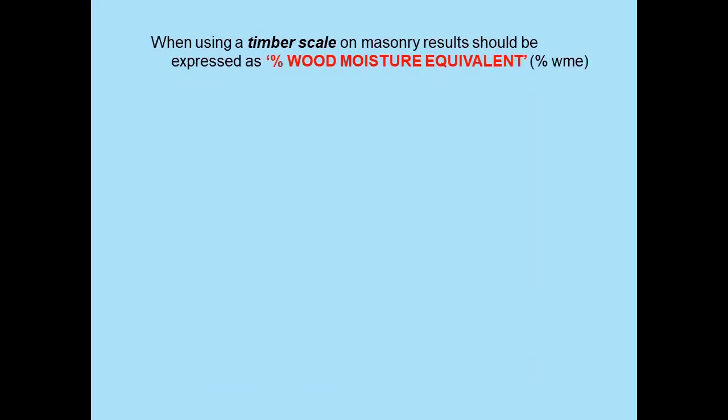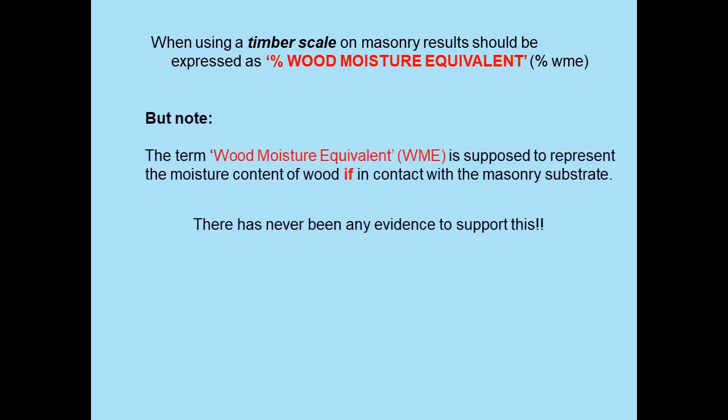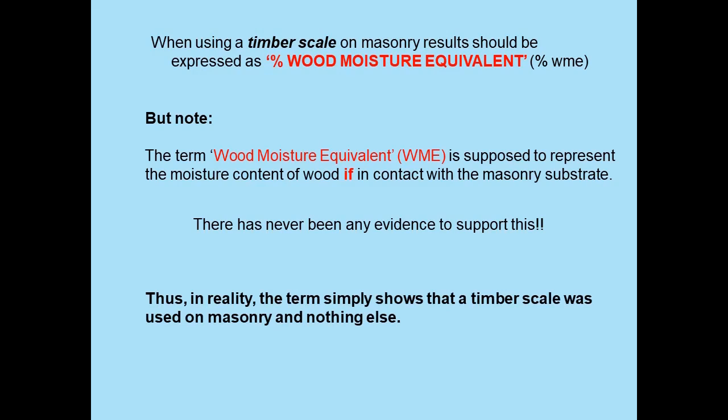So when using a timber scale on masonry, the result should be expressed as percent wood moisture equivalent, percent WME. Note, however, the term wood moisture equivalent is supposed to represent the moisture content of wood if in contact with the particular masonry substrate. There has never been any evidence to support this. Thus, in reality, the term simply shows that a timber scale was used on a masonry and nothing else.